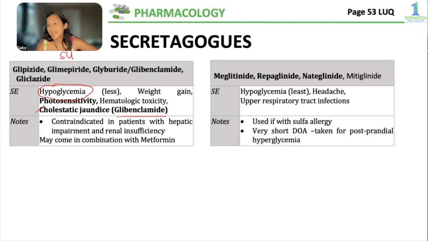Then we have your meglitinide, repaglinide, which is also a secretagogue. But the thing about this is it has a very, very short duration of action. So typically, patients will take this QDS or 4 times a day, and they only do so after eating. So it's used for postprandial hyperglycemia.